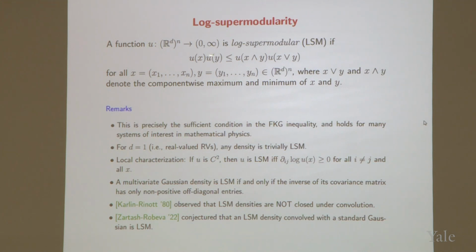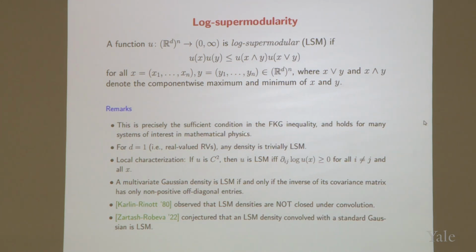But a function u on R^n is log supermodular if u(x) times u(y) is less than or equal to u of the minimum of x and y times u of the maximum of x and y. And this should hold for all x and y in your vector space. And these are component-wise maxima and minima. So, this might not look very familiar, but actually it comes up in many different situations.